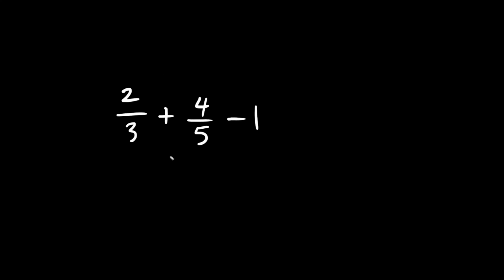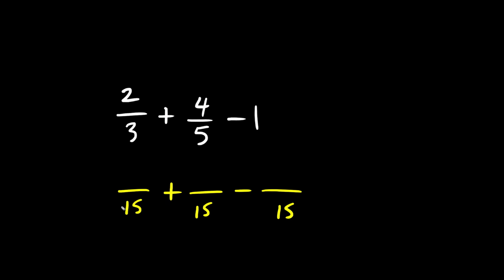Now let's add and subtract some fractions. We have 2/3 plus 4/5, and we have different denominators. We need to find a common denominator. So what do 3 and 5 fit into? The LCM, lowest common multiple, is 15. So we'll make everything 15.